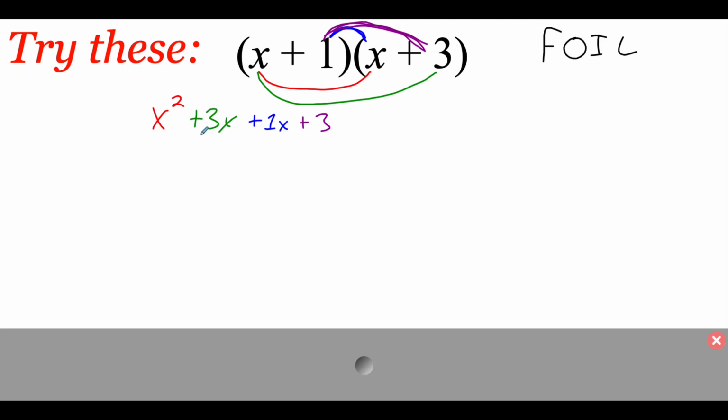Now, once again, as I look at this, I do notice a couple of like terms in the middle that we're going to be able to add together. I don't see anything to combine with the x squared, so that's just going to stay as x squared. But if I take 3x and I add one more x to that, that's going to give me 4x, and then I still have this plus 3 on the back end. So for our final answer on this one, we get x squared plus 4x plus 3.